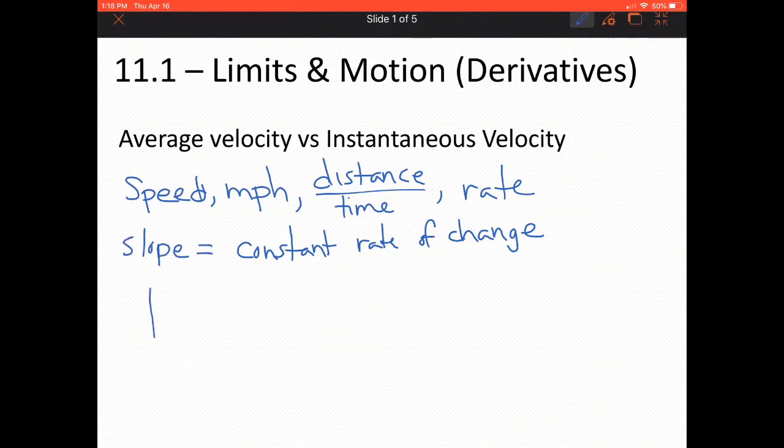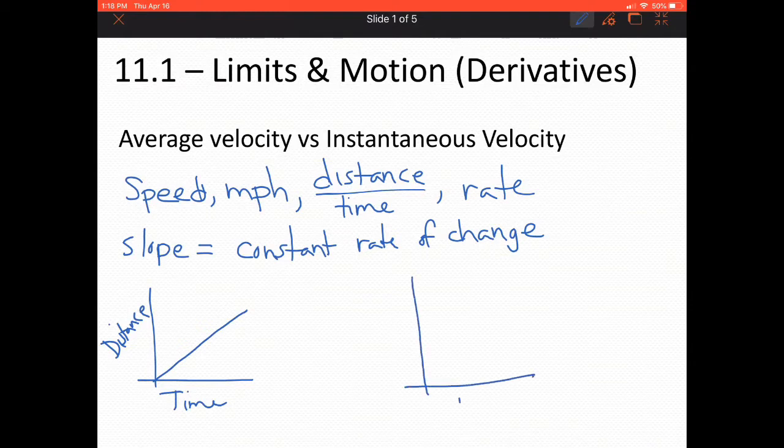So if we talk about our trip as having an average velocity, then when we're comparing our time and our distance, our average velocity, so we have a constant rate of change, right? We have a line because that's our slope. But that's not really what happens.